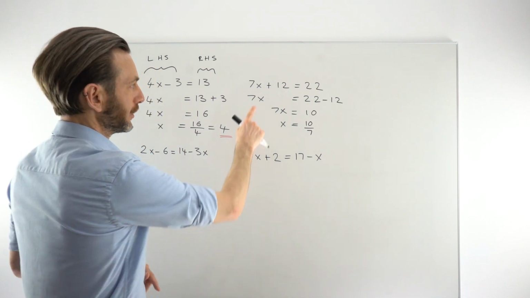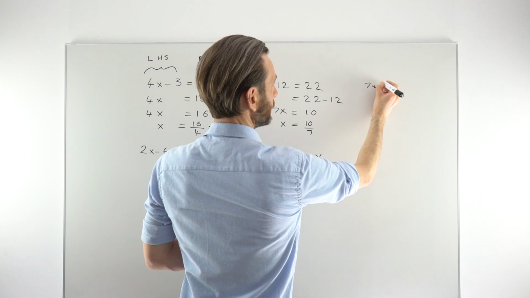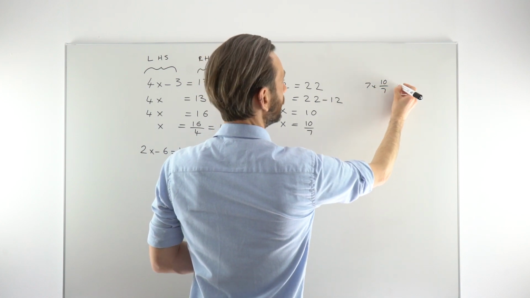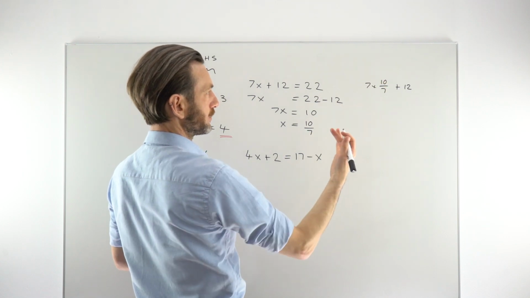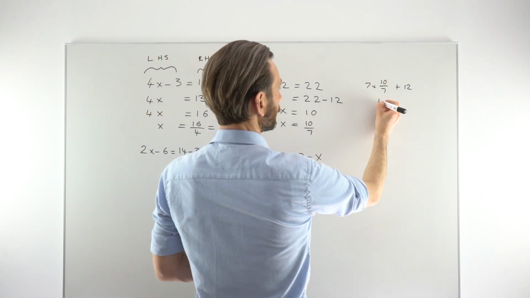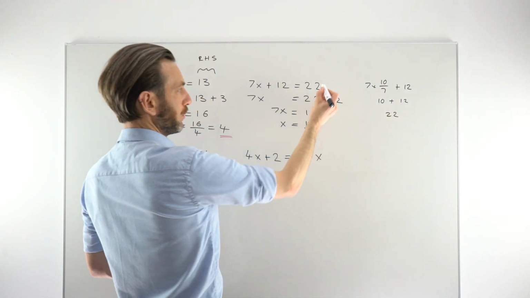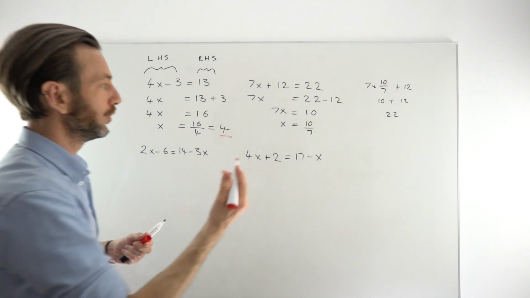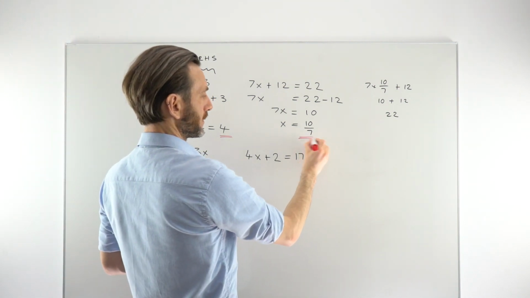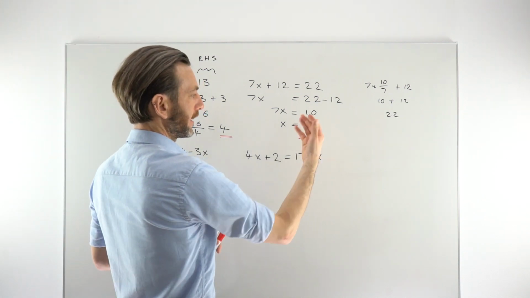We could check that by doing 7 times 10 over 7 plus 12. Well, 7 times 10 over 7 is 70 over 7, which is just 10. So we would end up with 10 plus 12. 10 plus 12 is 22, and that's what we wanted. So that validates that the one solution to that equation is 10 over 7. So don't freak out if you see solutions like that. They can be like that.